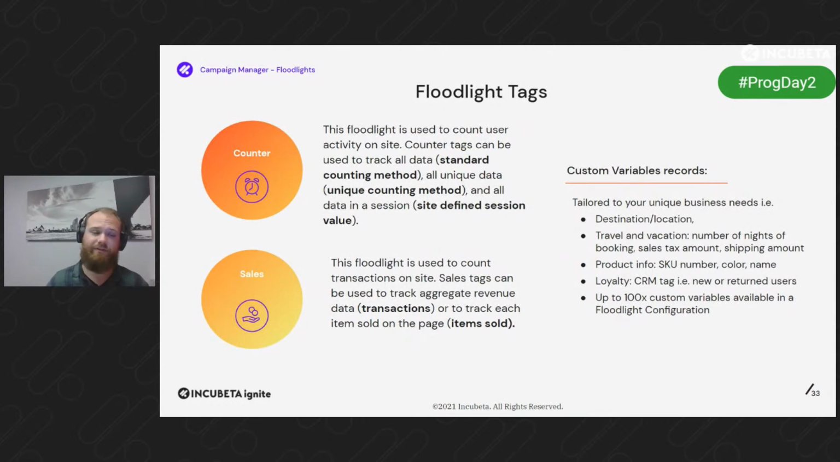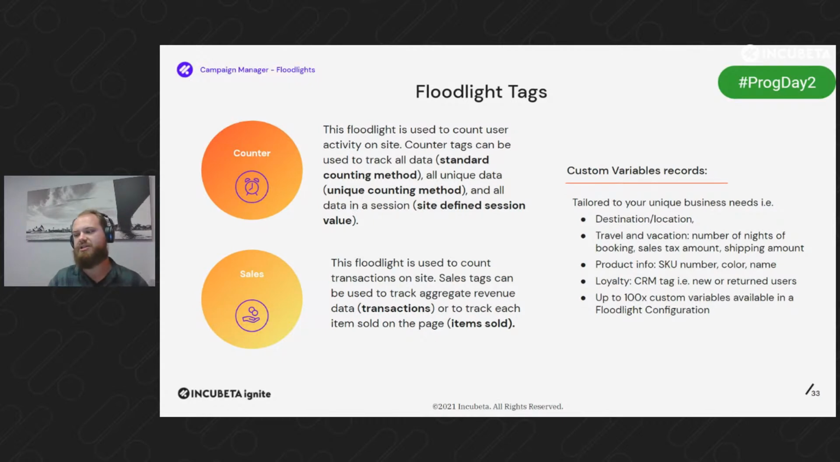So floodlight tags can be divided into two sections. There are two different kinds. The counter tag, which as the name suggests, just counts what's happening. So this floodlight is used to count user activity on site. Counter tags can be used to track all data through a standard counting method, or unique data, or per session data. So based on your context, you might want to only track per session data, or per cookie, or you would want to track all website data, or just each time a unique event happens.